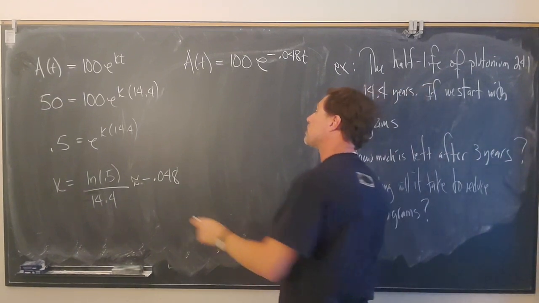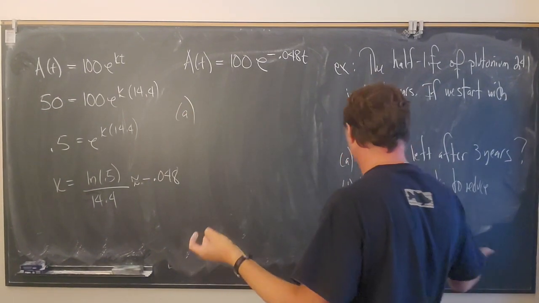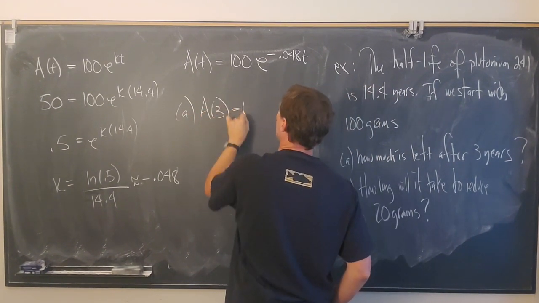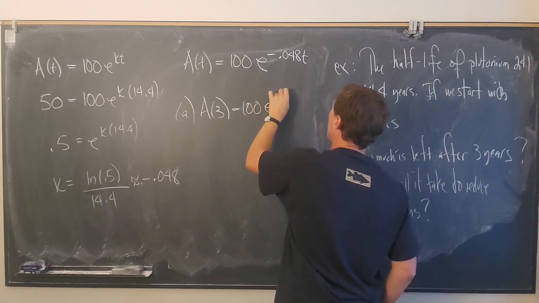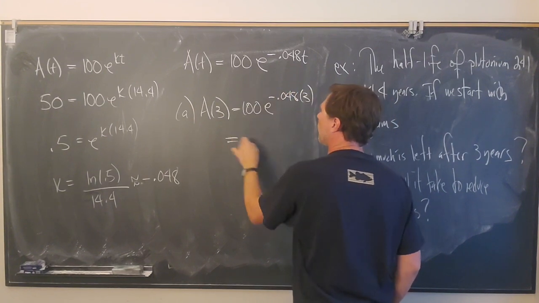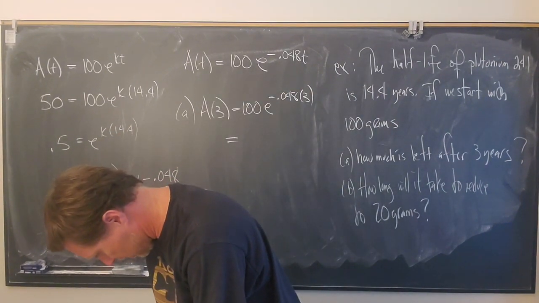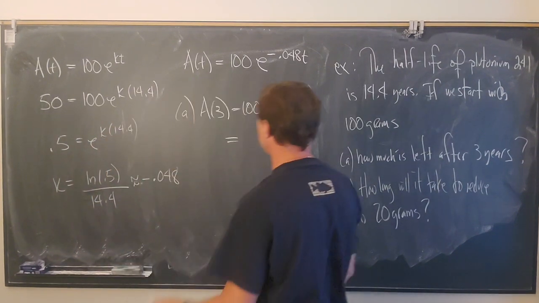Okay, now we can answer our questions. How much is left after 3 years? We just need to know what A of 3 is, and that's 100 e to the minus 0.048 times 3. If you stick this in your calculator and crank it out, what we get is 86.6 grams.